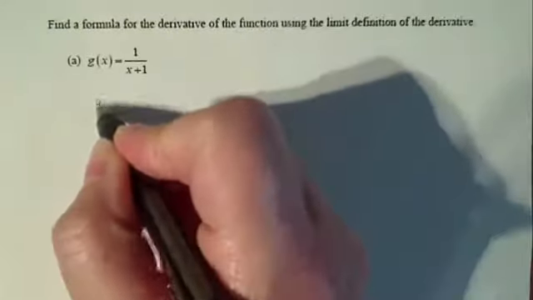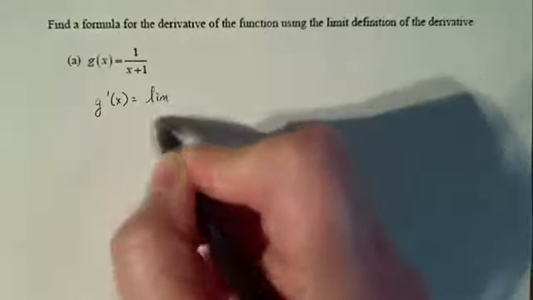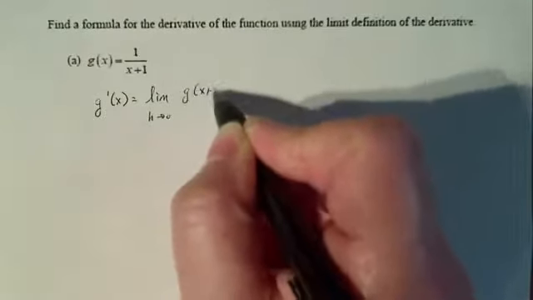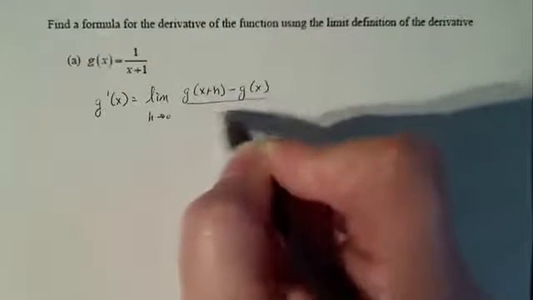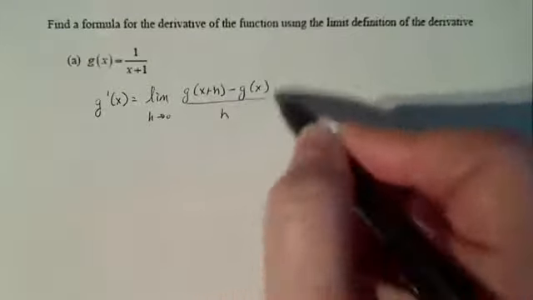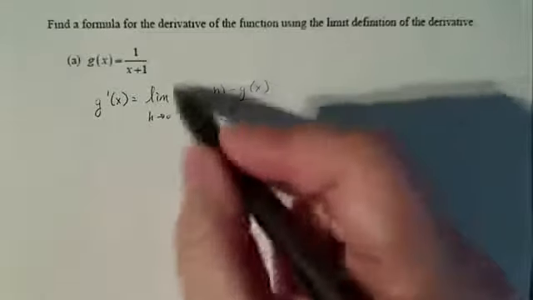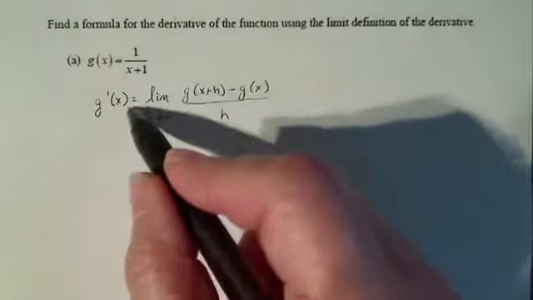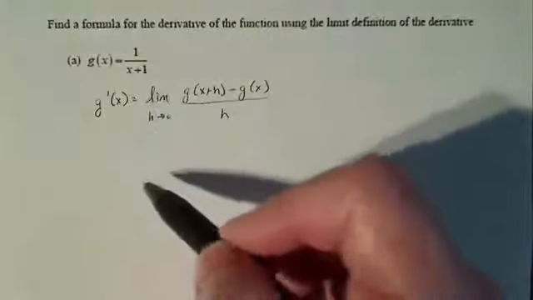Well, literally by definition, g prime of x is defined as the limit as h goes to 0 of g of x plus h minus g of x, all over h. We know this bit right here is a difference quotient, average rate of change. We can estimate instantaneous velocity with it, but when we put the limit in front of it, that actually finds us the exact equation for the derivative of the original function.